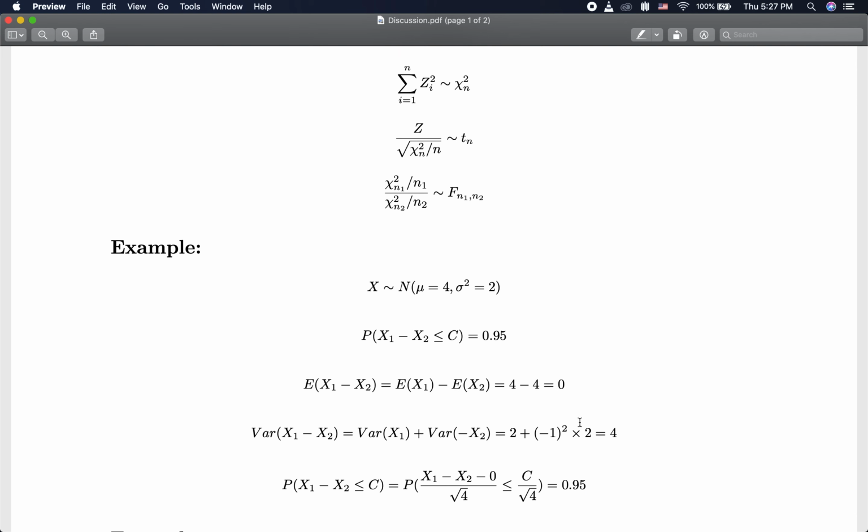So here is just a demonstration of using the more general normal distribution, converting it to a standard normal distribution, and then finding its probability or quantile.